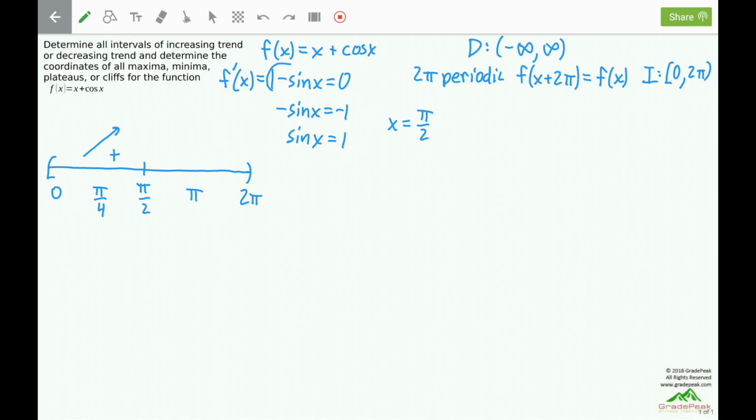Now we can plug pi, the test value for the next interval, into the first derivative. 1 minus the sine of pi. The sine of pi is a 0. 1 minus 0 is a positive 1. So we have a positive first derivative, which corresponds to an increasing trend.